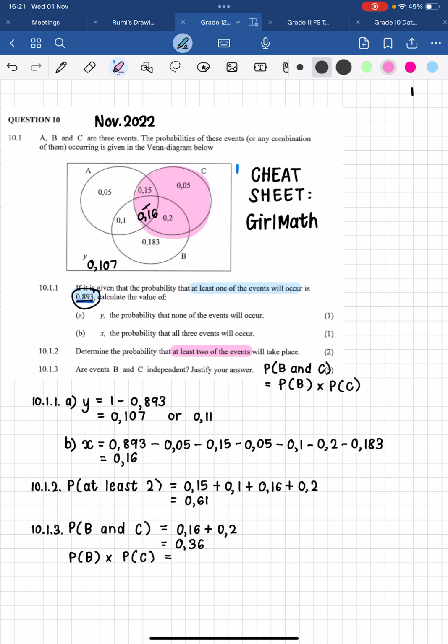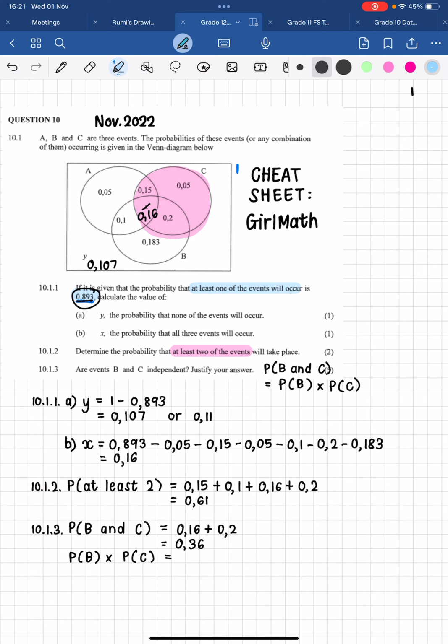So what is that? 0,15 plus 0,05. Let me quickly work that out. Plus 0,16 plus 0,2, right? Those four values all together. That is 0,56. That is the probability of C.